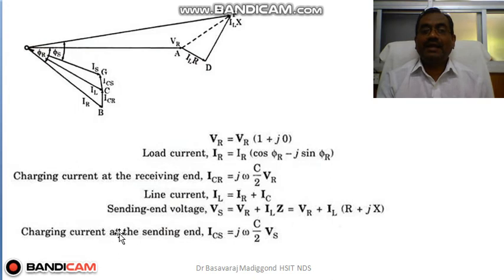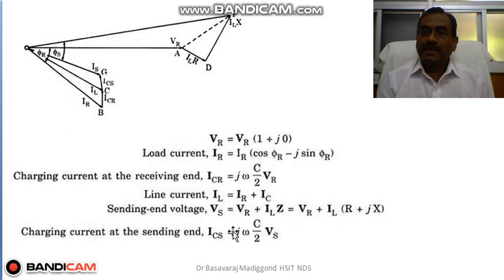So finally, I can calculate ICS. ICS is equal to J omega C by 2 into Vs. And IS is equal to ICS plus IL. So this is what we have got from this. From this you can calculate the performance parameters. The performance parameters are voltage regulation, that is, voltage regulation is equal to Vs minus VR divided by VR.